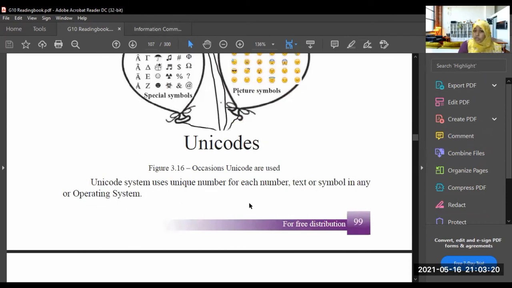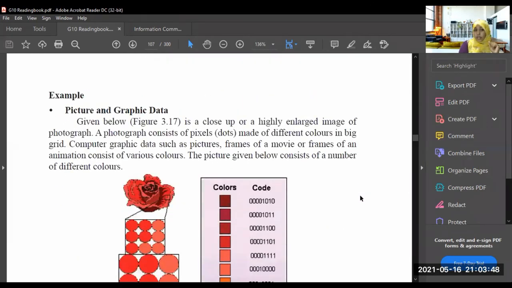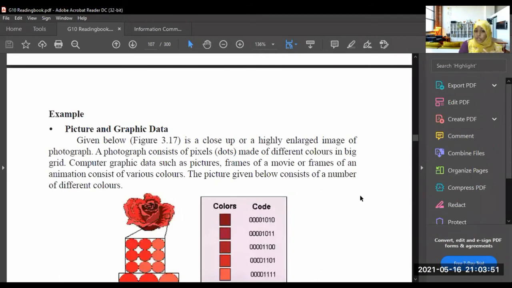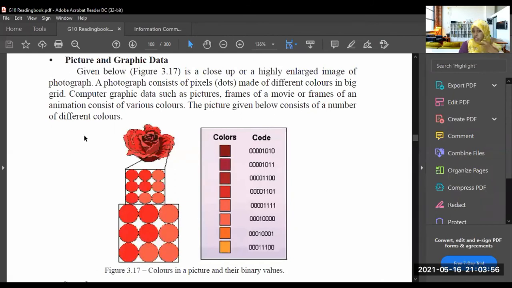The Unicode system uses a unique number for each number, text or symbol in any operating system. Yes, most of the languages are covered. Now, why is the Unicode system used? Because it is easy. When we are uploading things to the internet, we use the Unicode system. Understood? Also, picture and graphic data can be represented here.